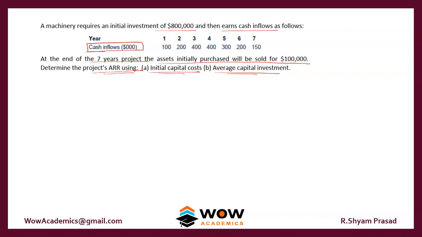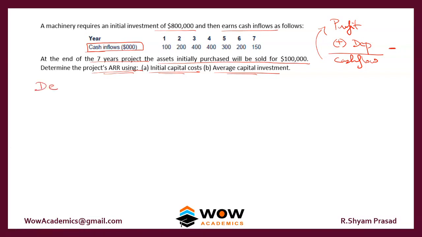We'll take any one method. I think we'll take the initial cost method. First, cash flow has been given. Normally, profit plus depreciation will give you the cash flow, but in our case cash flow has been given and we need profit. So from cash flow we'll deduct the depreciation, because we are going in reverse, and then we'll get the profit.